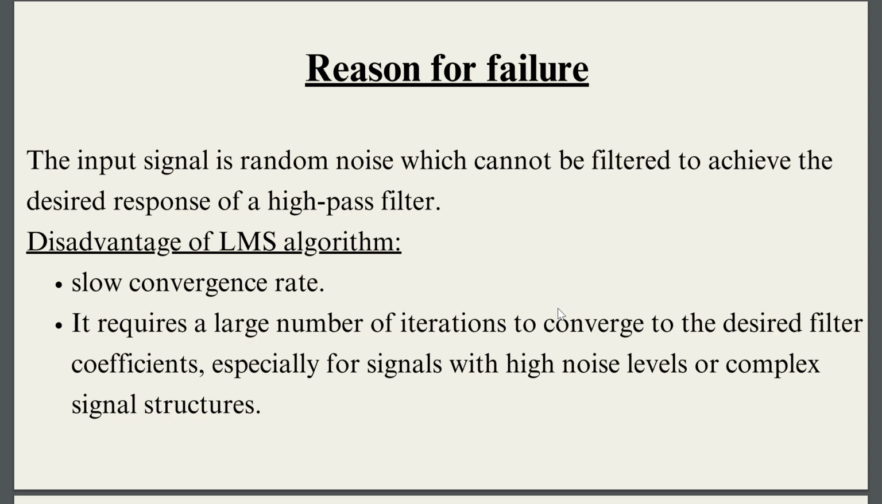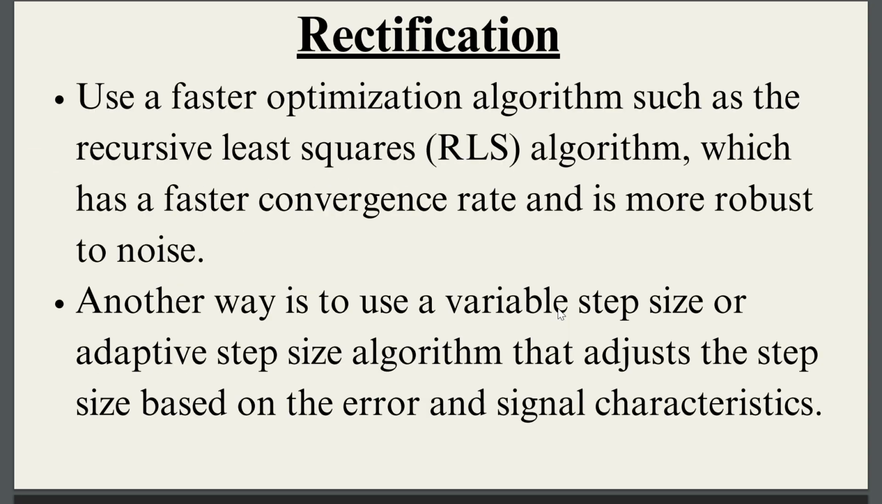So there are some disadvantages of LMS algorithm, that it has a slow convergence rate, and if we are giving high noise levels, then it requires a large number of iterations to converge to the desired filter. So how can we rectify it? We can use some faster optimization algorithms such as recursive least square algorithm, which has a faster convergence rate. Or another way is that we can use variable step size or adaptive step size algorithm that adjusts the step size based on the error.